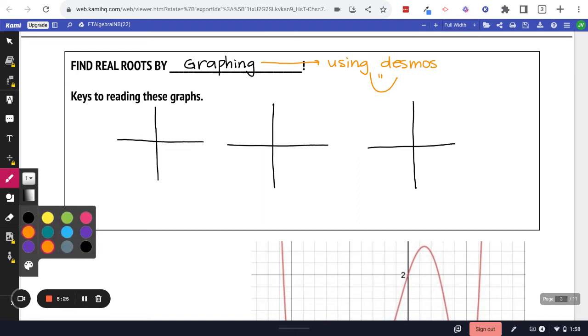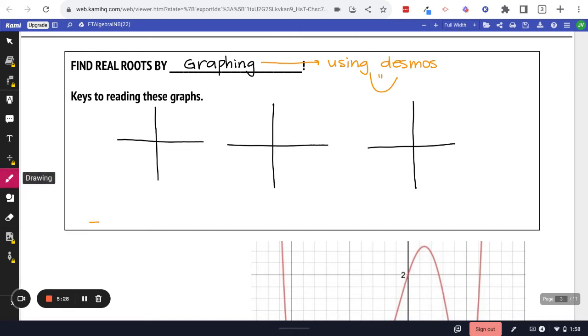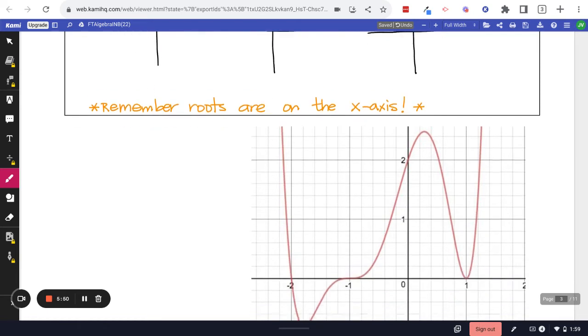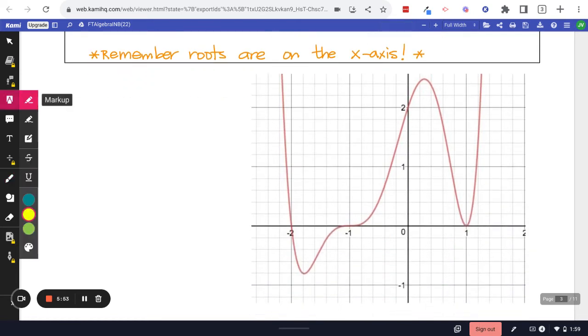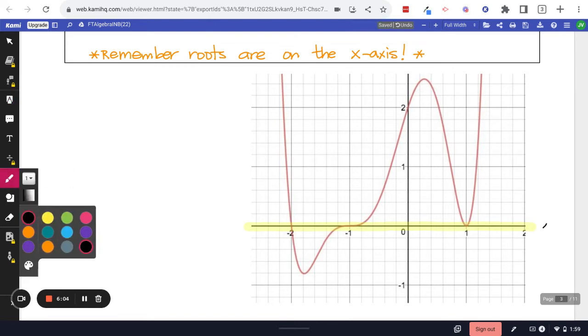Before we get all the way down there, I'm going to write myself a note, and you are too. Remember, roots are on the x-axis. So before we get too carried away, we want to make sure we clarify that. If you have a highlighter, you might want to bust it out, because let's talk about this graph. Before we dive in, let's highlight the x-axis. There's our x-axis. That's going to be important to us because that's where we're going to get our answers.